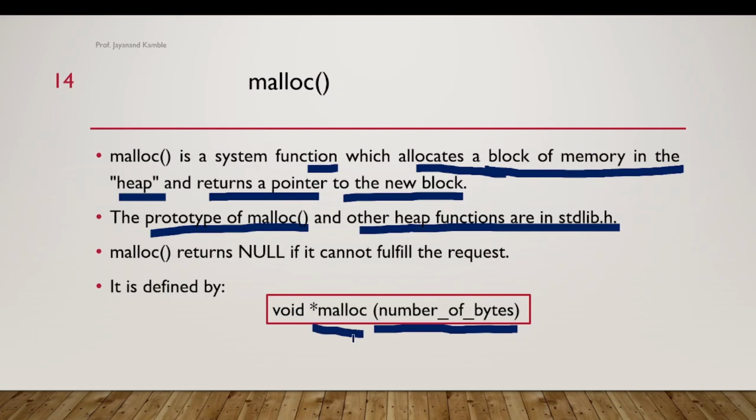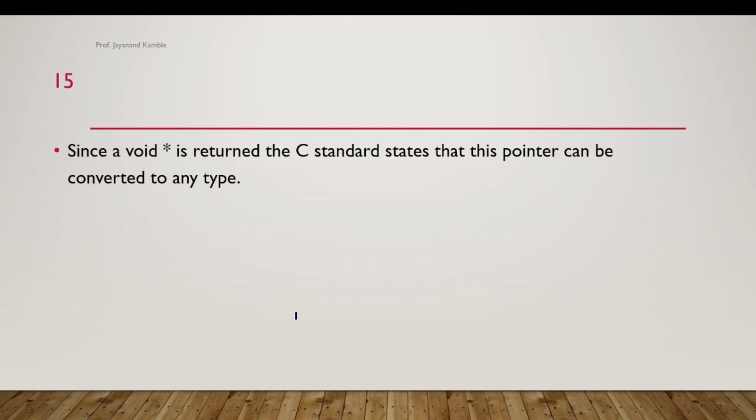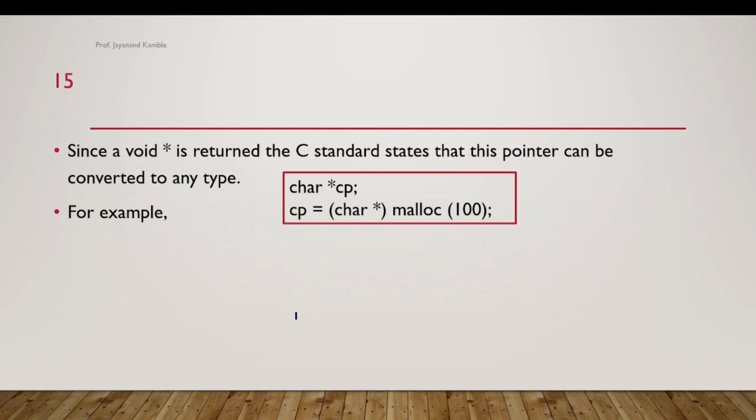This malloc function returns the initial address of that memory block. Whatever memory block it allocates, the initial address of that block is returned by malloc. That's why the star is written here. Is this clear to everyone? Since void star is written, the C standard states that this pointer can be converted to any type. For example, char star cp, that is, character pointer cp equal to char star malloc 100.